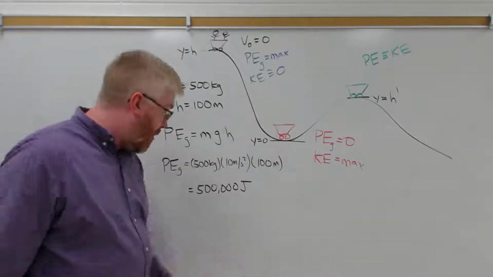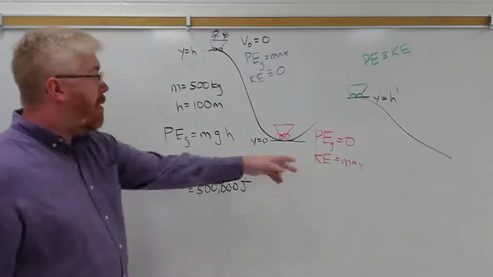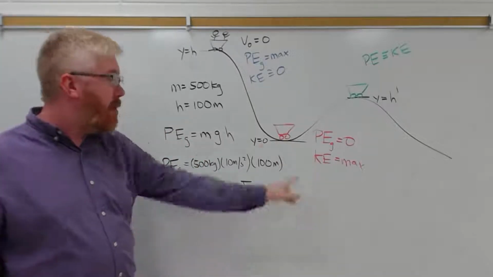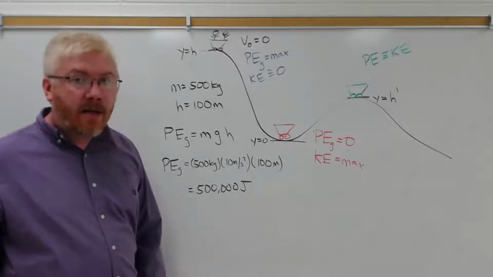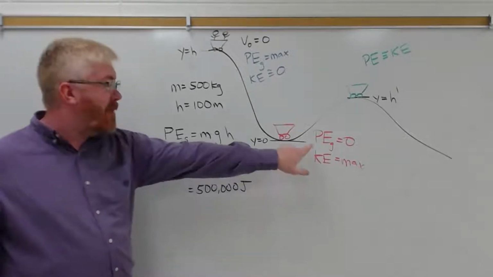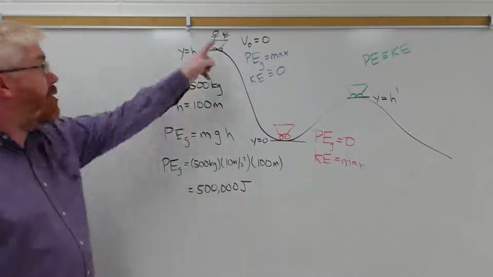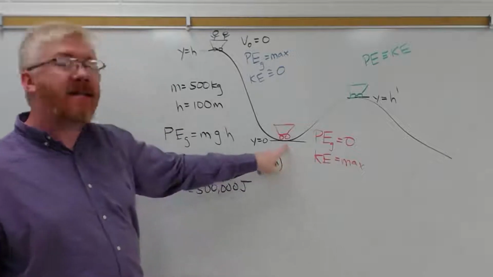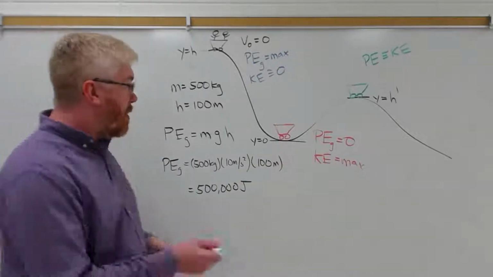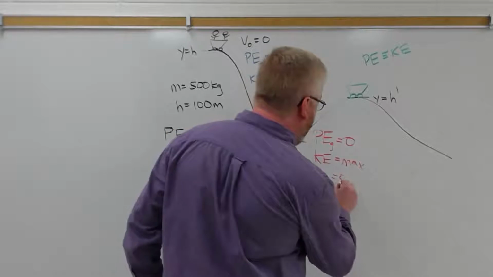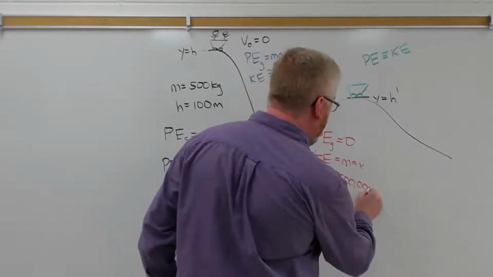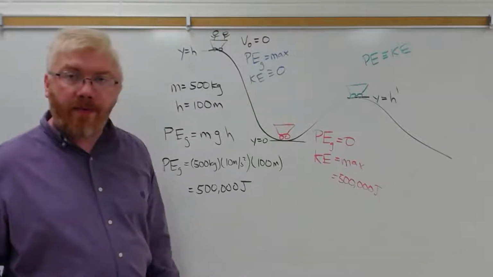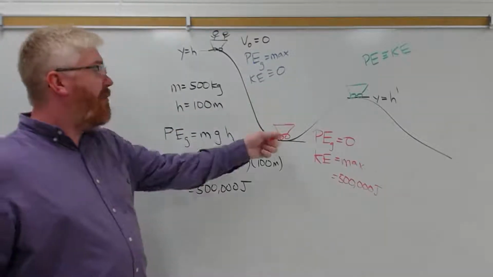Well, what's the kinetic energy here at the bottom? I know kinetic energy is 1/2 mv squared. I don't know how fast this cart is going at the bottom yet. But I know that the kinetic energy at the bottom of this hill has to be equal to the potential energy at the top. All of this potential energy goes into the kinetic energy at this lowest point. So at this lowest point, the kinetic energy is 500,000 joules. Potential energy is 0.